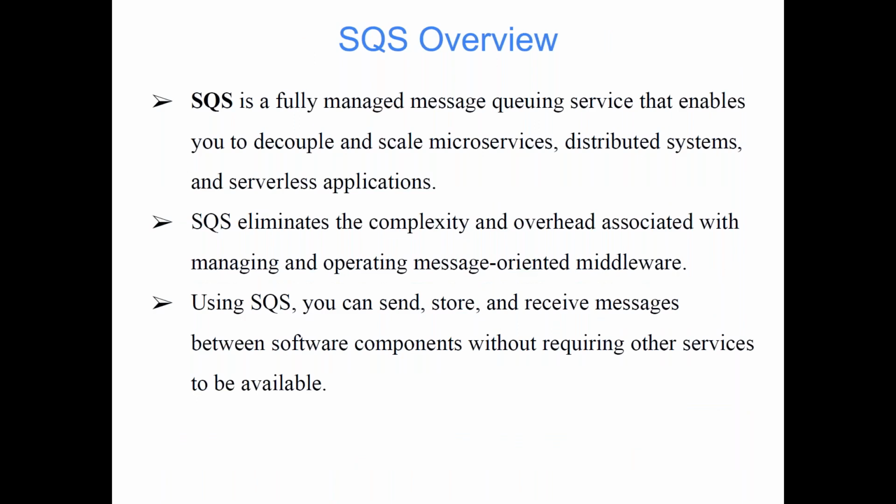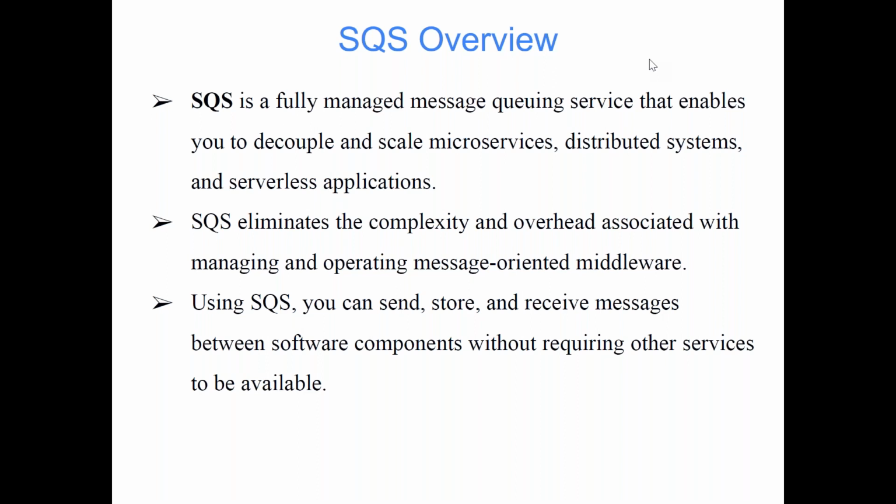So SQS is a fully managed message queuing service that enables you to decouple and scale microservices, distributed systems, and serverless applications. Let's make it simple to understand. Suppose there is one application which is generating data at very fast speed. Every minute it's generating, suppose, 100 MB of data. But the receiver application is not capable of handling that 100 MB of data per second. It cannot do that. Now what should we do?